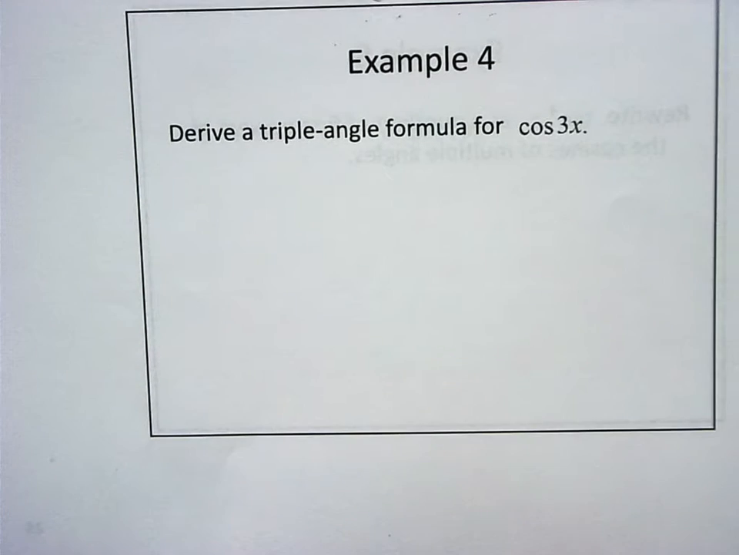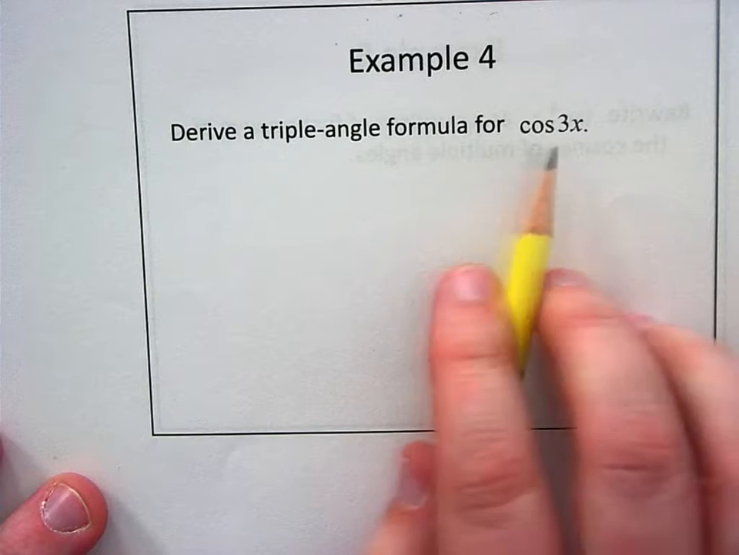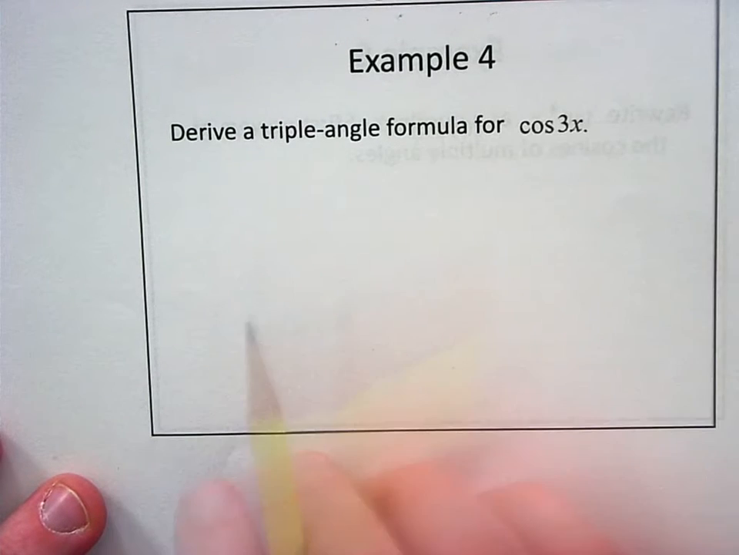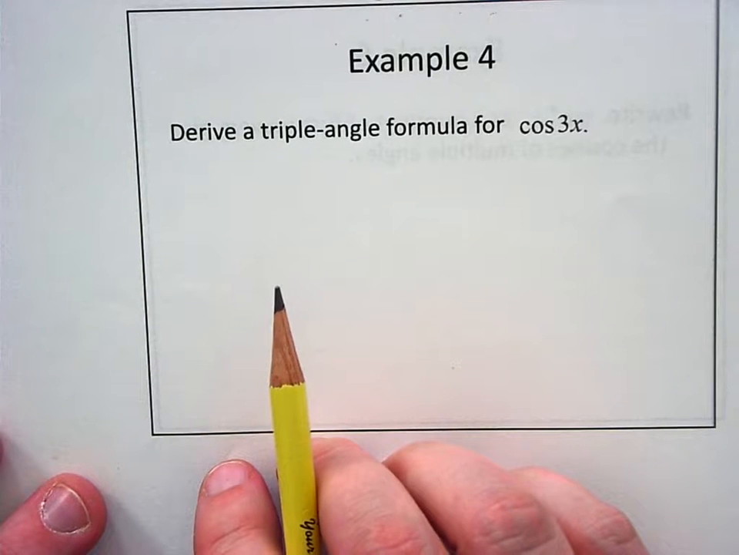Now for a fun one. Derive a triple angle formula, because those were double angle formulas. You want to derive or figure out a triple angle formula for cosine 3x. Okay, so we're going to build these. Now, the thing is, I don't know one directly, so I need to separate this out into pieces that I do know. What could I do?